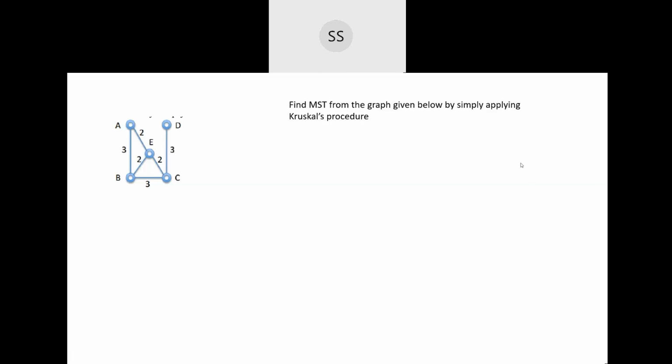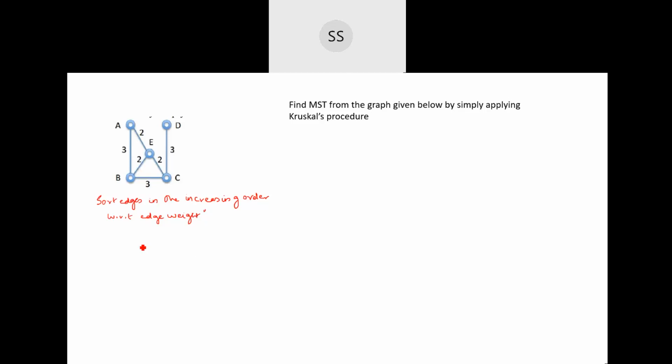Okay. So when you're given a question like this, where a graph is given and they're asking you to find the MST, which stands for minimum spanning tree, from the graph given by applying Kruskal's procedure, the first step that we need to carry out is to sort the edges in increasing order with respect to the edge weight. That is what you have to remember. And please write the steps properly.